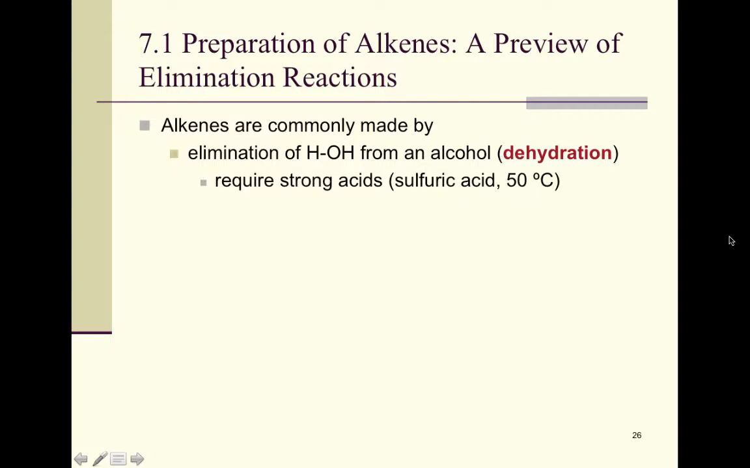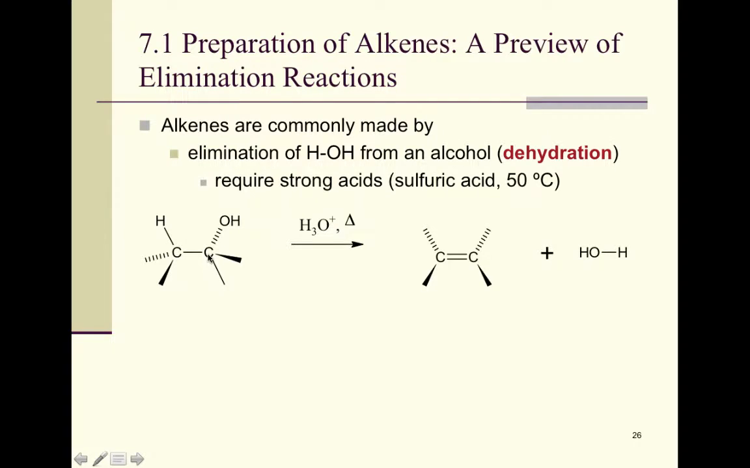Alkenes are commonly made by the elimination of H and OH from an alcohol. This is known as a dehydration reaction. This requires strong acids, typically sulfuric acid, and a temperature of 50 degrees Celsius. Here we have our carbon-carbon single bond. We have an alcohol, an OH on this carbon. Now again, as we saw in the previous one, for the elimination to happen, the next door carbon must have an available hydrogen in order for this reaction to happen.